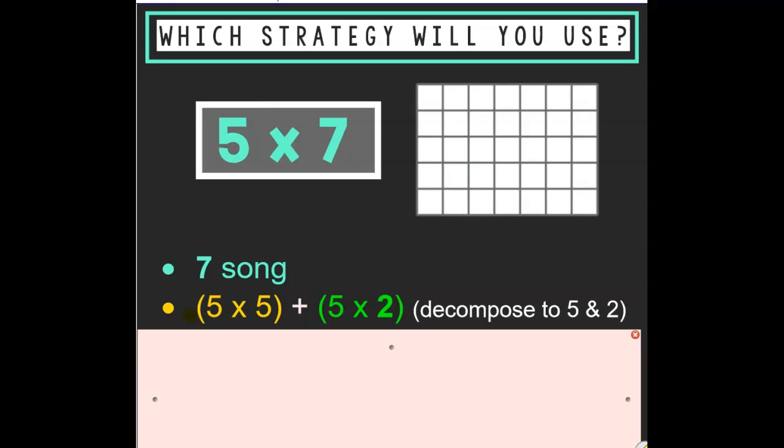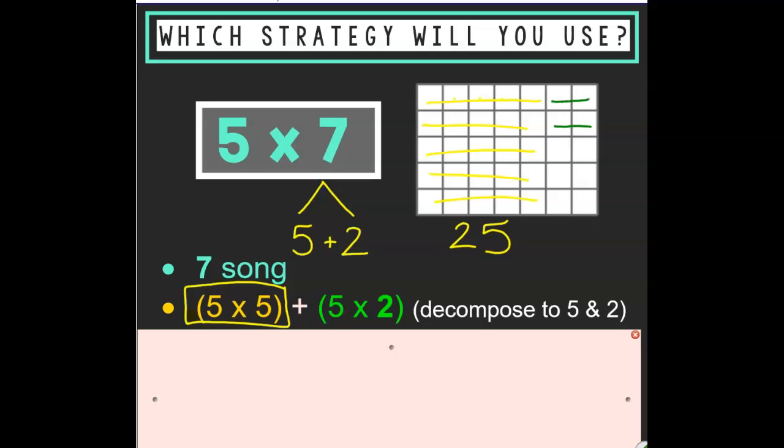I might think about decomposing my 7 into a 5 and a 2. Then I would have my 5 groups of 5, which I could show this way. 1, 2, 3, 4, 5. So here's one group of 5, 2, 3, 4, 5, which would give me 25 in that section. And then I would have 5 groups of 2 as well. So here would be my one group of 2, 2, 4, 6, 8, 10. And then I'm going to put those two numbers together because I've got 25 plus 10, and that would give me a total of 35. So I could have thought of it that way.